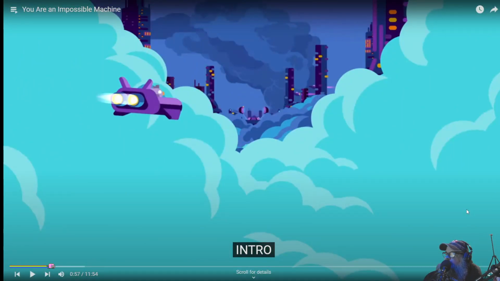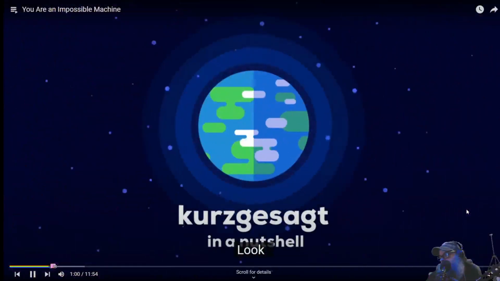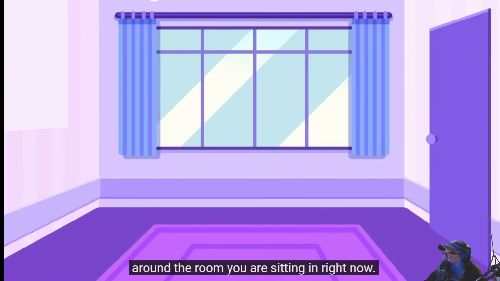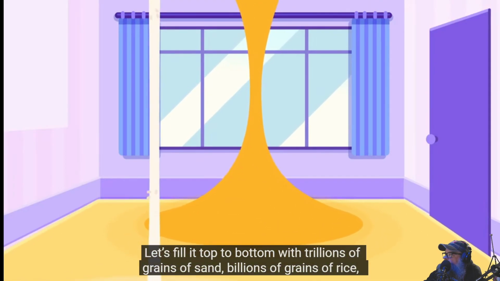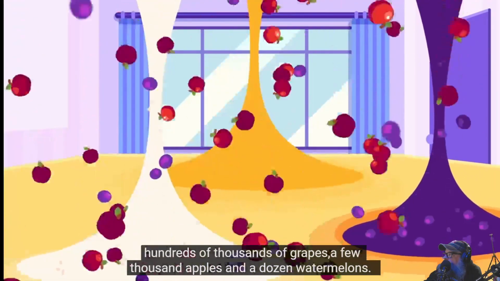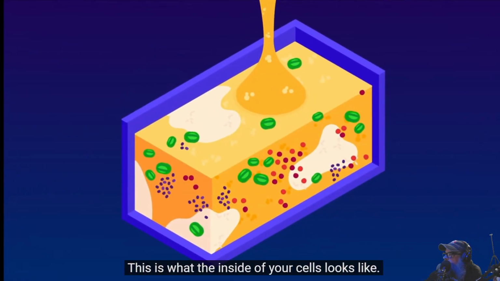The mitochondria is the powerhouse of the cell. Look around the room you're sitting in right now. Let's fill it top to bottom with trillions of grains of sand, billions of grains of rice, hundreds of thousands of grapes, a few thousand apples, and a dozen watermelons. This is what the inside of your cells looks like.